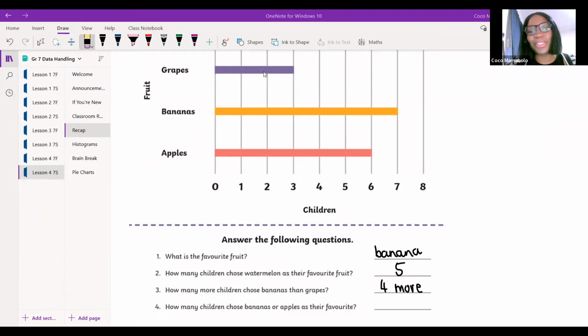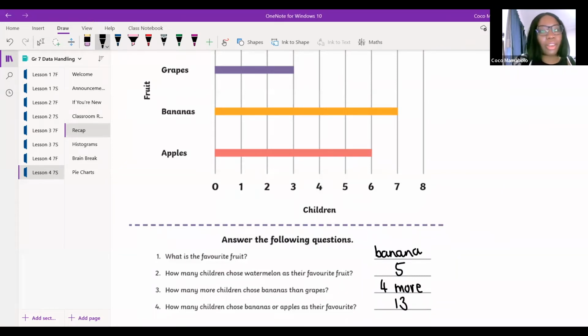How many children chose bananas or apples as their favorite? 6 and 7. You need to add them together, my son. Seven, ma'am. And 3. You need to add them together. 13. Good. 13 kids.